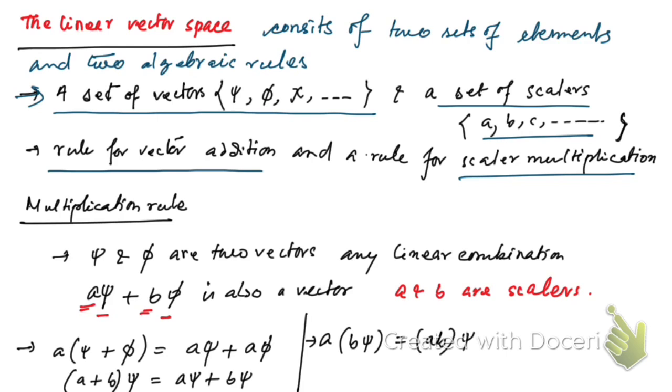And for each element psi in the vector space, there must exist a unitary scalar, that is 1, and a zero scalar, 0, such that 1 into psi gives psi, or psi into 1 also gives psi, and 0 into psi or psi into 0 must give 0. Okay, so these are the rules of multiplication.